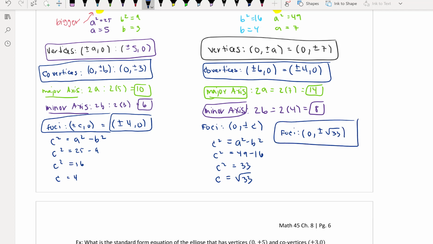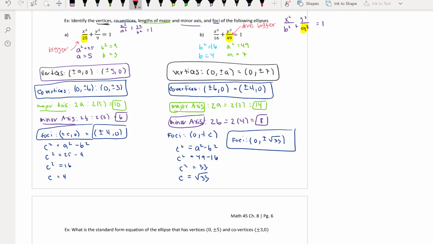Okay. So I hope that gives you a lot of insight into our problems here. It really just depends on which denominator is bigger. Whichever denominator is bigger, that's the equation or the format that you're going to be following. So whether it's going to be stretched out horizontally or vertically is going to tell you where the vertices and the covertices are going to be lying, and of course how to get your foci as well.